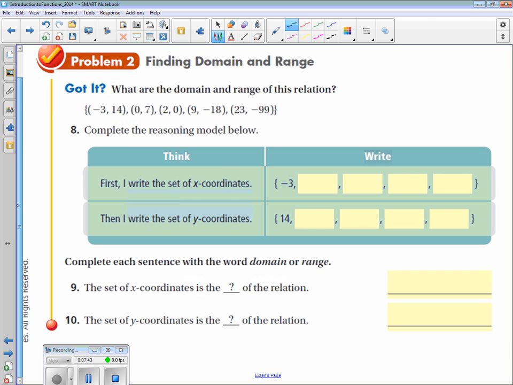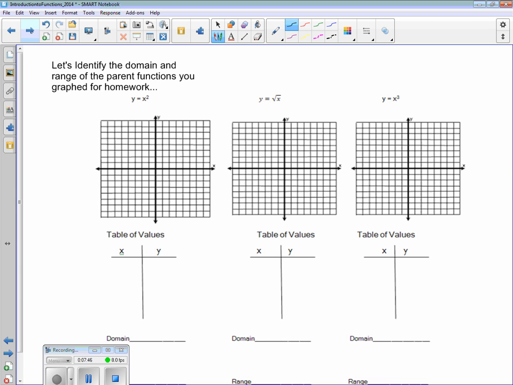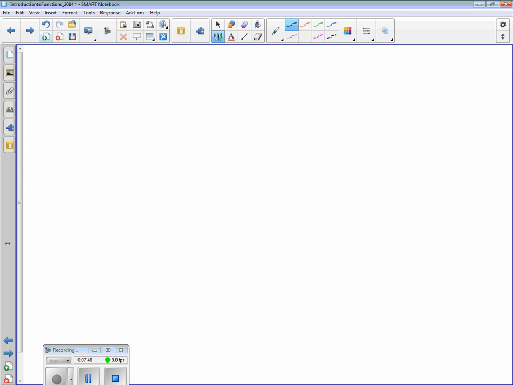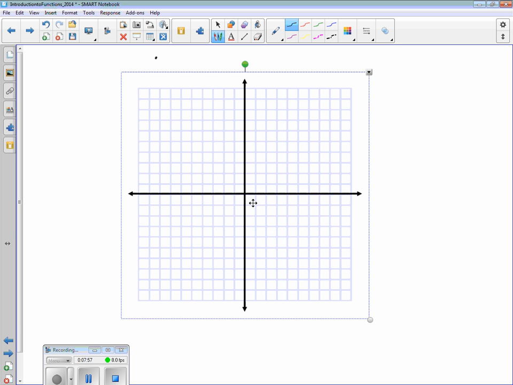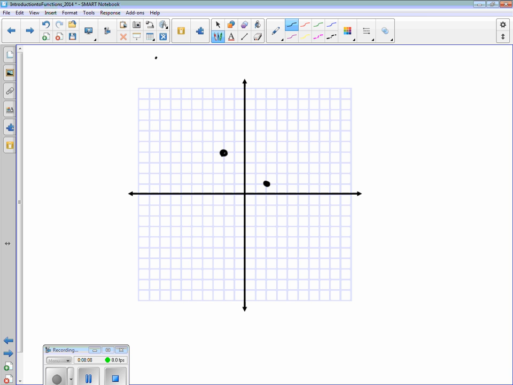Okay. Now, again, it's pretty easy for the domain and range if you have a set of points. What I like is being able to identify the domain and range of something that is a graph or a smooth curve. So let me show you what I mean. I'm going to put a graph picture up here. I'm just going to make it kind of a strange one, and I want you to tell me what the domain and range of that are.